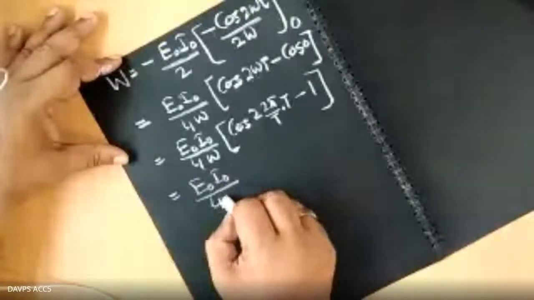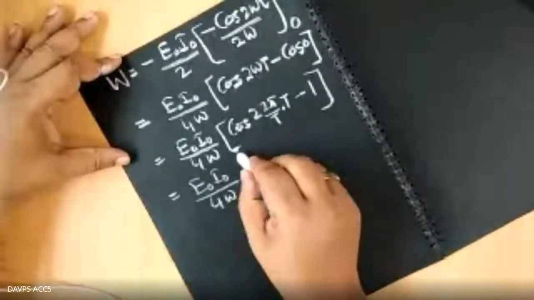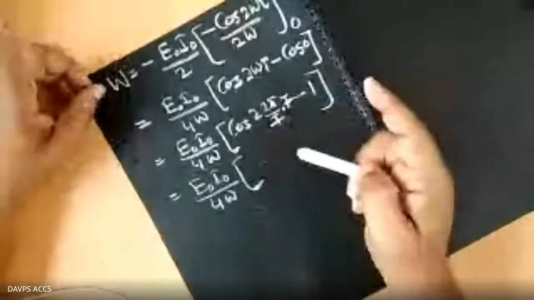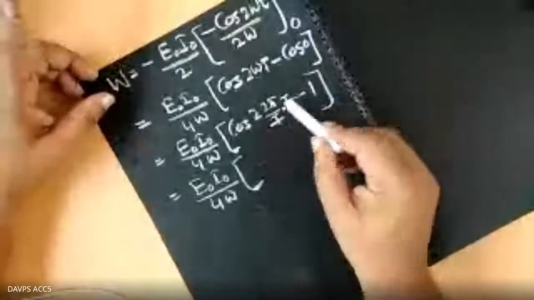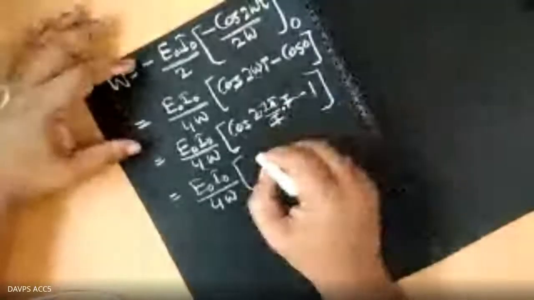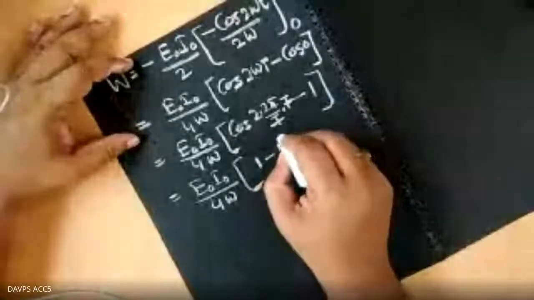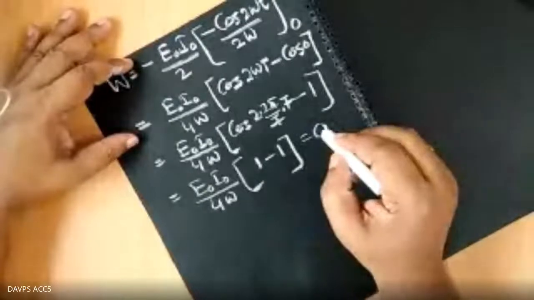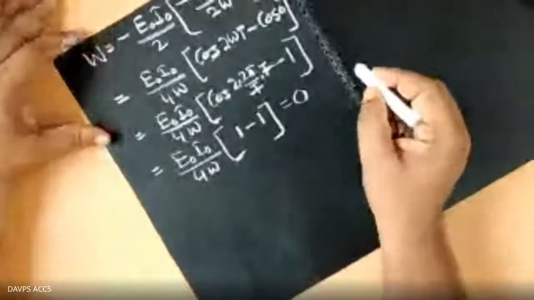by 4 omega bracketed, the T cancelled. So you are finding cos 0 is 1, cos 2 pi is 1, and here you are getting cos 4 pi. Cos 4 pi is equal to 1. So that is 1 minus 1, that is equal to 0. So total work done over a complete cycle, you are getting 0.